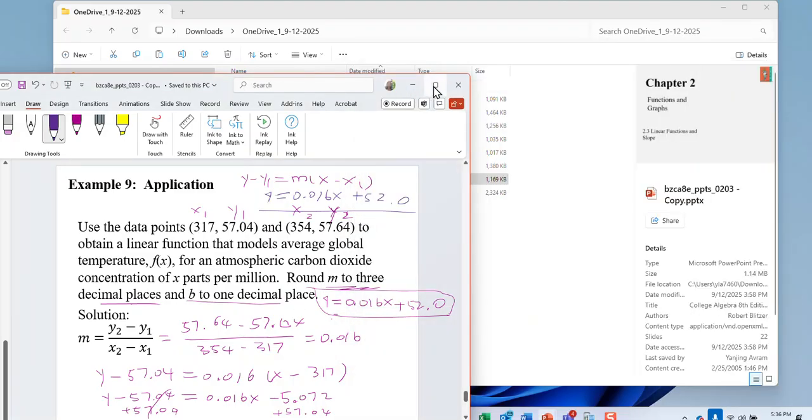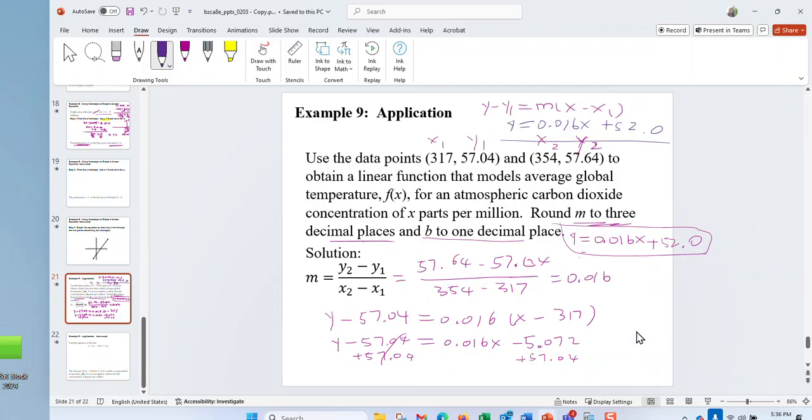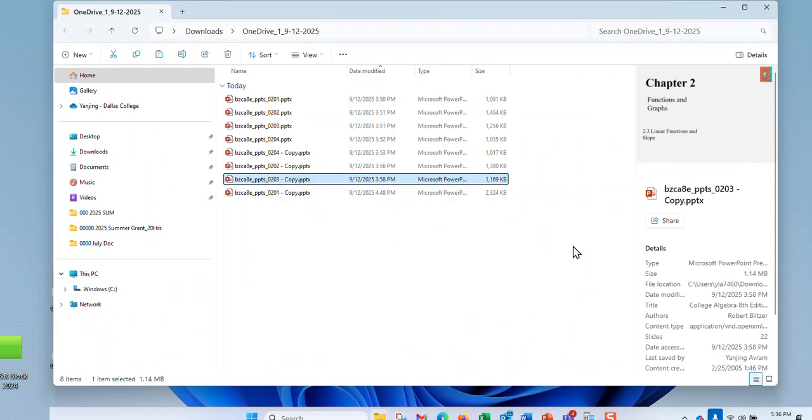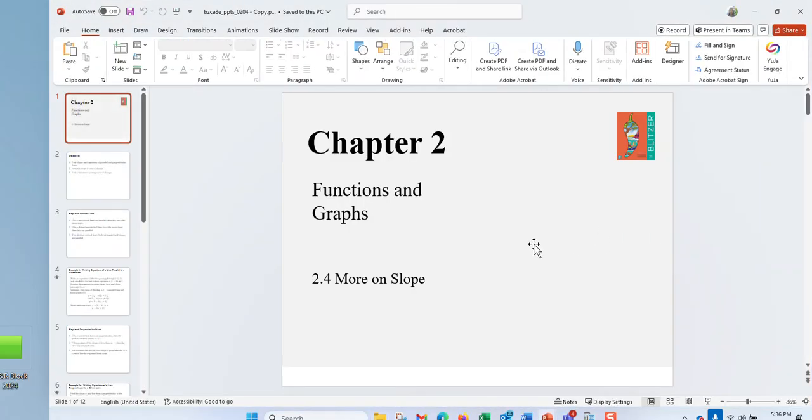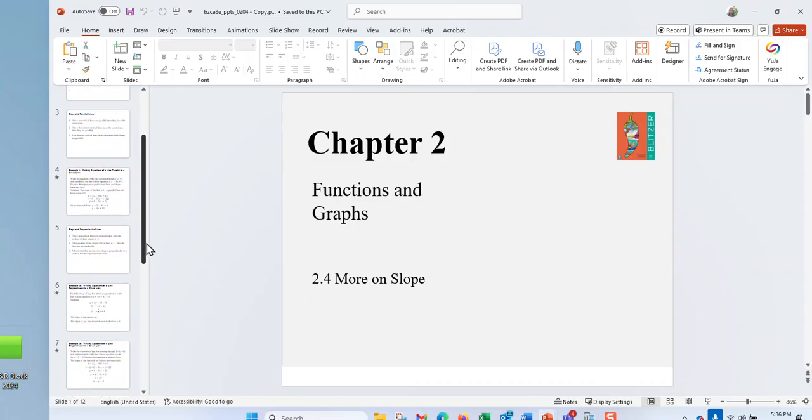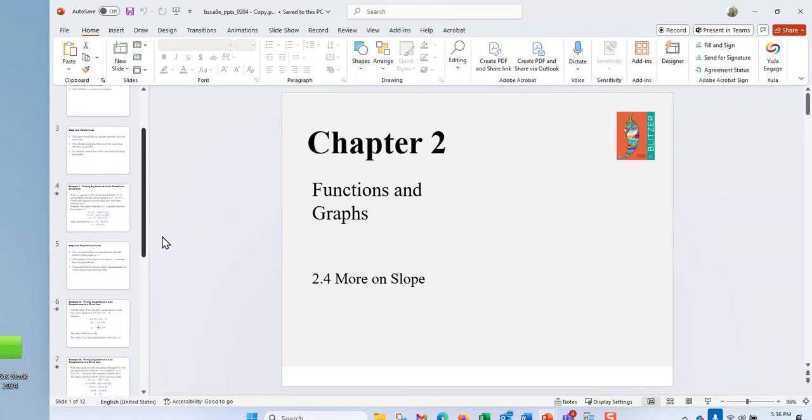All right, so that is our section 3 already, okay? The last section I want to talk about today is more on slope. And then next weekend we will do the review for the entire chapter, okay? So we do have a little bit of time. We go through this section by section in detail. I think we have a couple more sections for this, but we will only talk about these 4 sections.